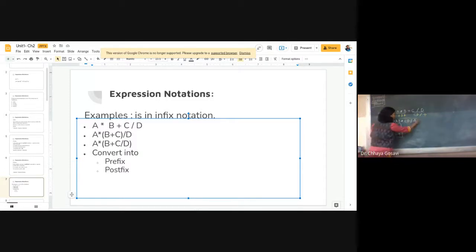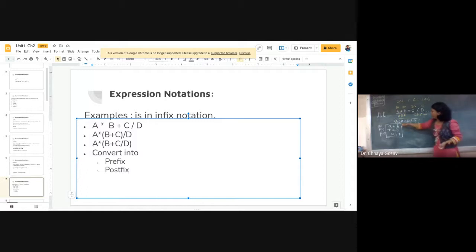So how to evaluate this if this expression is given and you want to solve it? Suppose the value of A is 10, B is 20, C is 30 and D is 5. What should be the output? 20 into 10, 200, 30 divided by 5, 6, and plus 6. So the answer should be 206 if you solve this.